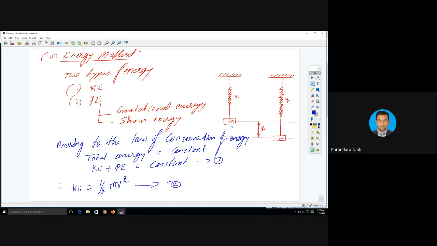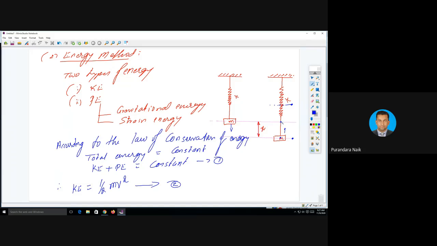If the mass is pulled down to the extreme end and you leave it, it starts to move in the upward direction. While moving, the kinetic energy is gradually increasing and it will be maximum at the equilibrium position. Again, it will be decreasing and it will be minimum at the extreme end. Here the kinetic energy is 0. Here also the kinetic energy is 0. At the extreme ends, the kinetic energy will be 0. Why? Because velocity is 0 at this point.